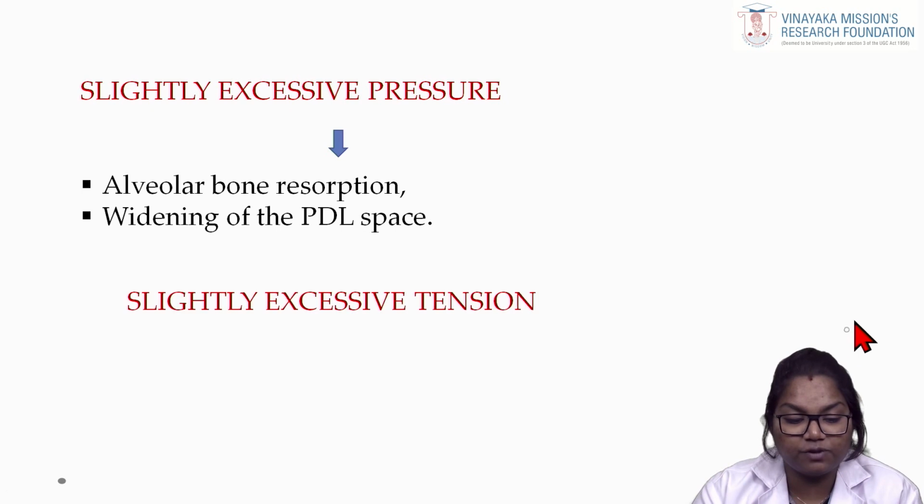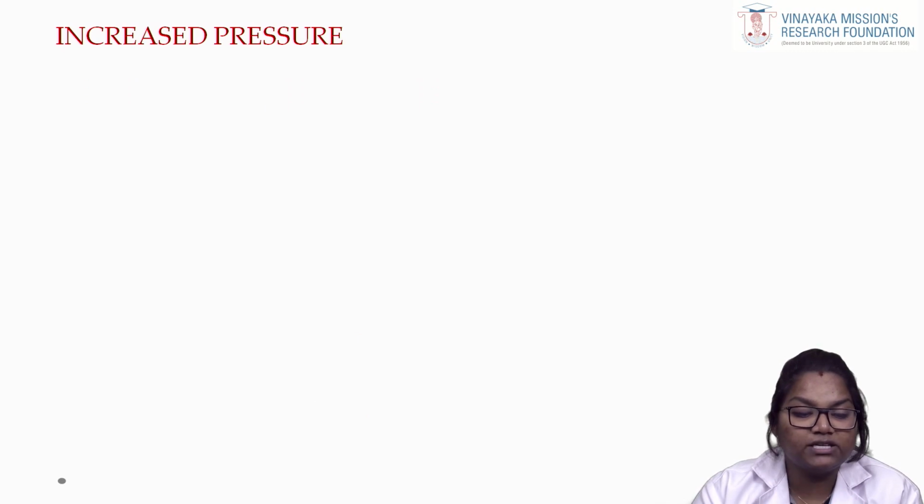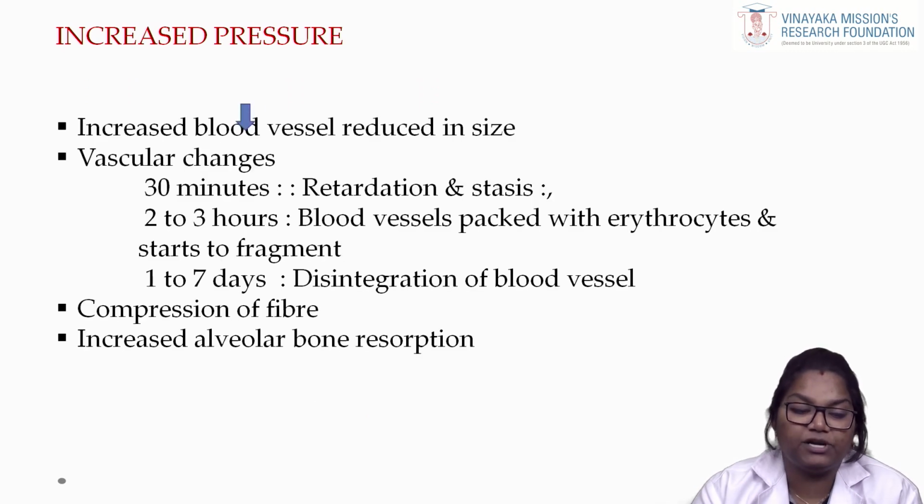Then we have the widening of the periodontal space. Whenever there is excessive tension, we can see the elongation of the periodontal ligament fibers, and then we have the apposition of your alveolar bone. So next we have increased pressure.